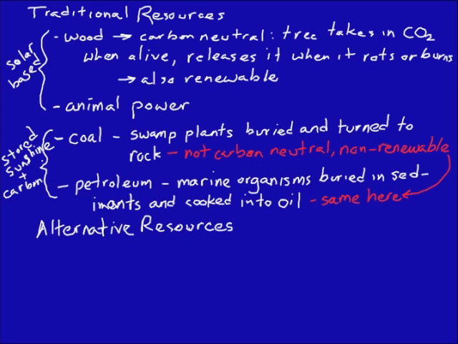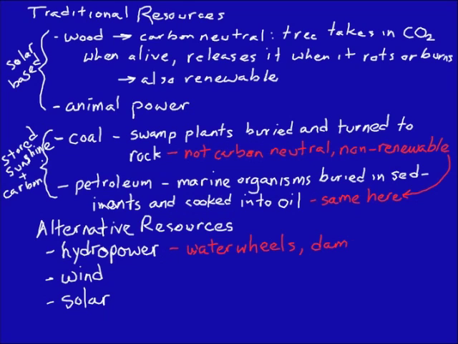What about some alternatives? Now, these aren't necessarily new. Some of them are quite old, in fact. We've been using hydropower and windmills for centuries. And then sunlight is a little bit newer in its modern forms. Hydropower includes water wheels. We use those to grind grain and things. Dams, where we could store water and let it through. Wind is windmills. Solar is collectors for heat, and photovoltaics for electricity.